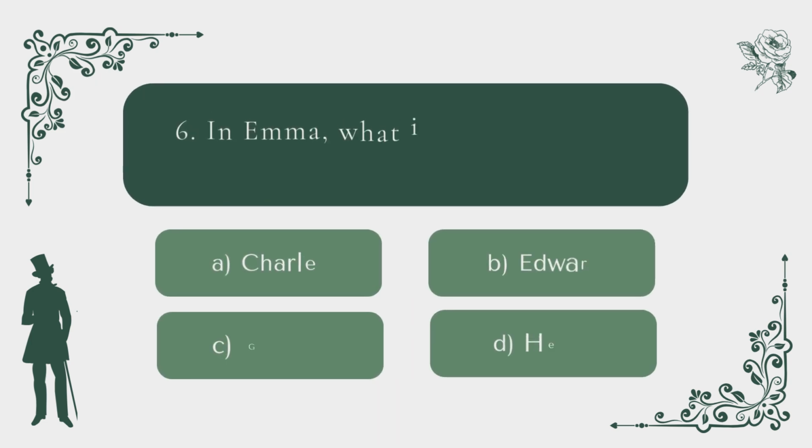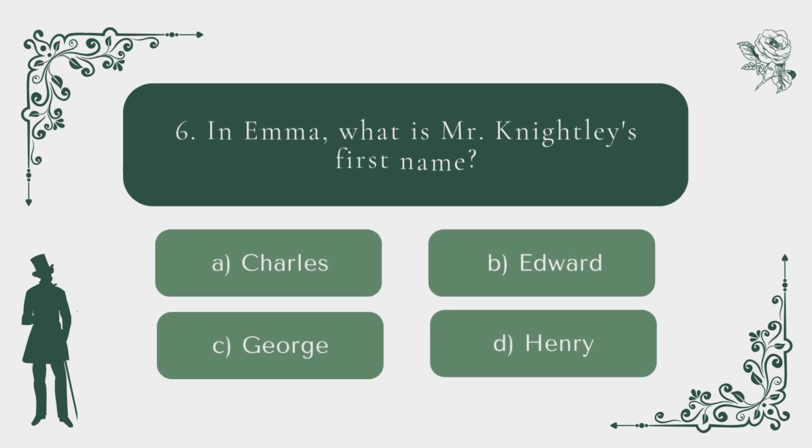In Emma, what is Mr. Knightley's first name? A. Charles. B. Edward. C. George. D. Henry.